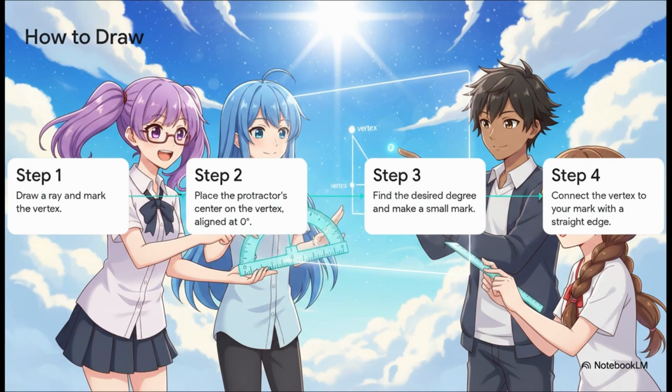And drawing an angle is pretty much the same thing, just in reverse. You start by drawing one line. Then you put your protractor on the endpoint, find the degree you want on the scale, and just make a little dot. The last step? Just connect that dot back to your starting point, and boom, you've drawn a perfect angle.